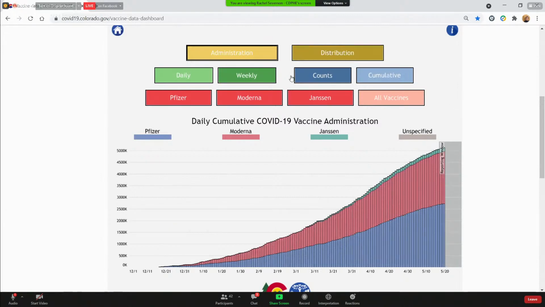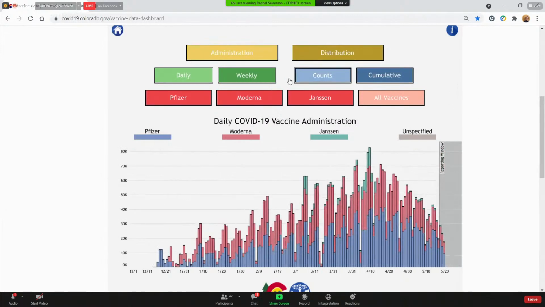From these buttons, I can also click over to counts, and I can see a daily count of how many people received a dose on each day. Something to note about this data is that due to reporting delays in the vaccine administration data that public health receives, these counts for past days will fill in over time as we receive that data from vaccine providers.